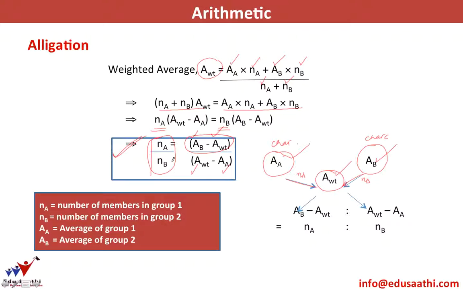However, I cannot find the absolute values of the two components getting mixed unless one of them is given. I can only find out the ratio. Here Na and Nb represent the number of members, and Aa and Ab represent the averages of the groups that I have.